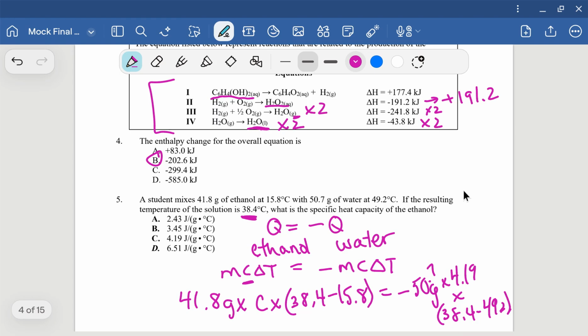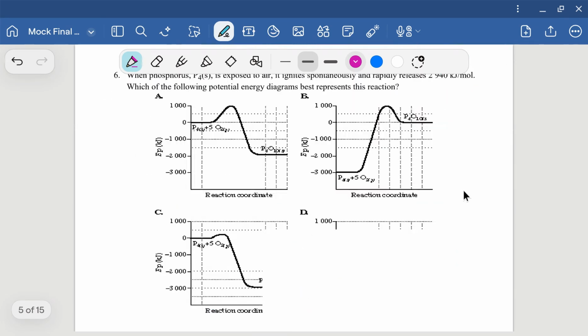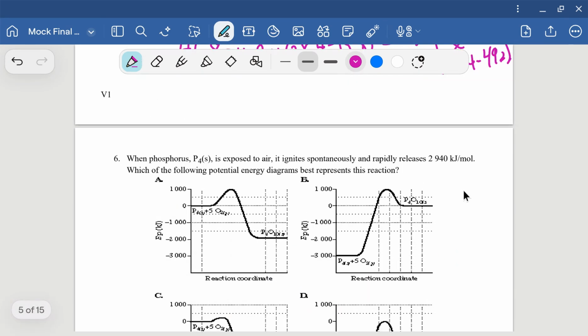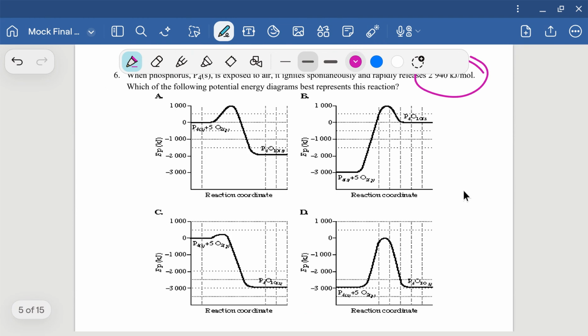Then when we do all the work, we will see that your answer will be A for the specific heat capacity of ethanol. This question is more of a theory question as well. It tells you about phosphorus, and it will react with air and release a large amount of energy. Because it's releasing energy, it's an exothermic reaction.